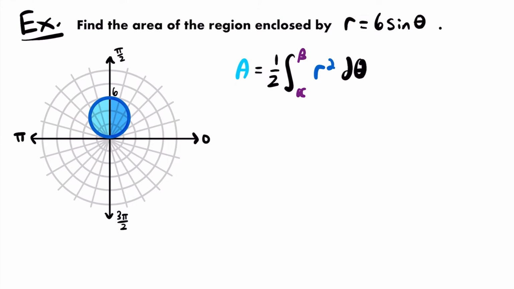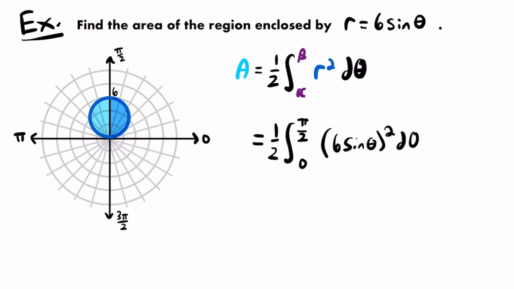Okay, so here's what we're going to have. Our area will be equal to 1/2 times the integral from 0 to pi divided by 2 of r squared, which will be 6 times sine theta squared times d theta.